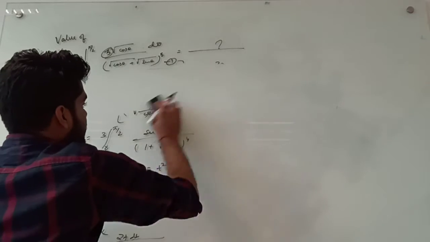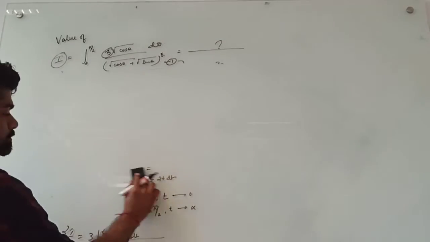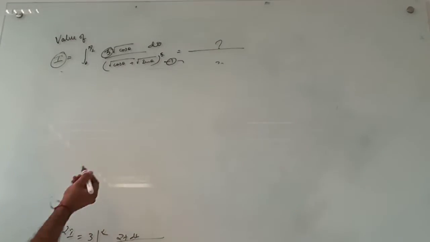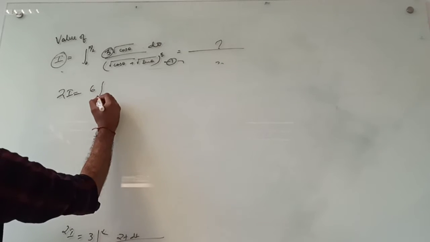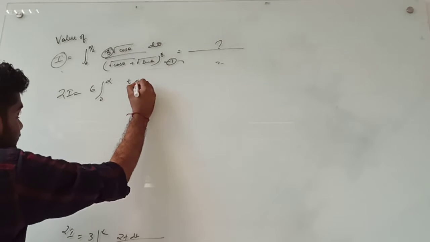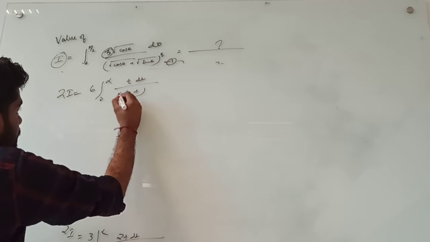The next step, this 2 can be taken outside. I can write 2I is equal to 6 integral 0 to infinity t dt by 1 plus t to the power 4.